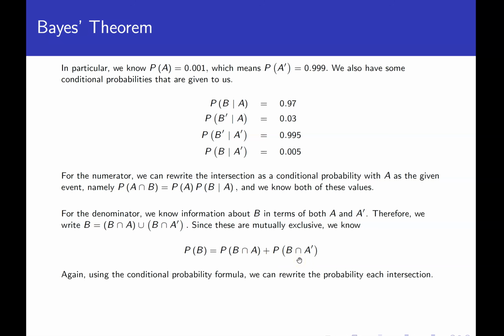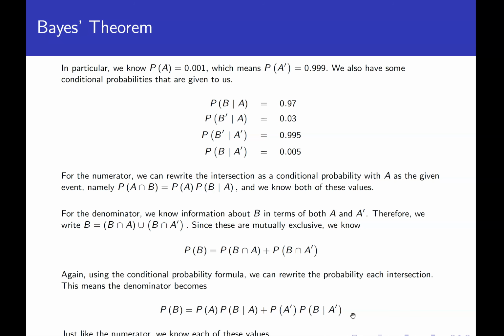Cool. Now I've got probabilities of intersections, which means we can rewrite those in terms of the conditional probability formula. So our denominator here becomes, we're going to use A and A complement as the given event because we know something about the probability of A and the probability of A complement. So we write the probability of B is the probability of A times the probability of B given A, plus the probability of A complement times the probability of B given A complement. And like I mentioned before, just like the numerator, we know each of these values.